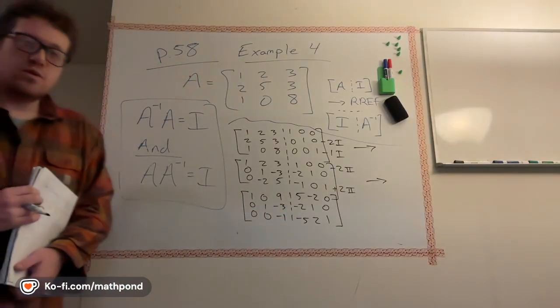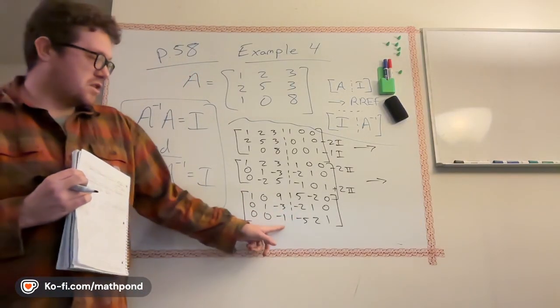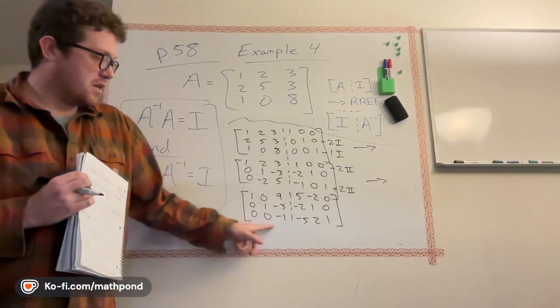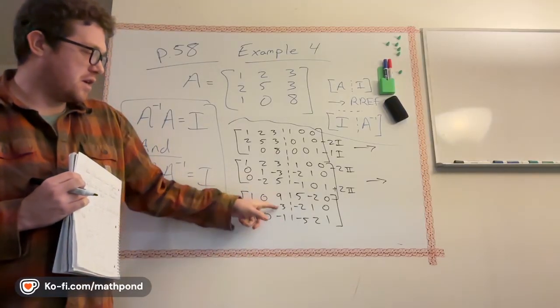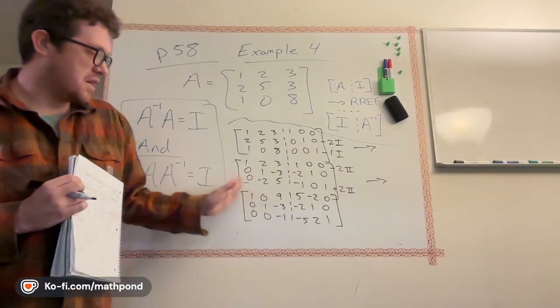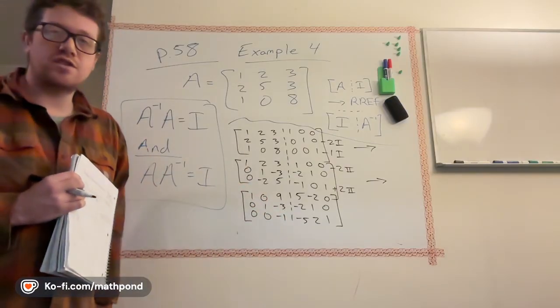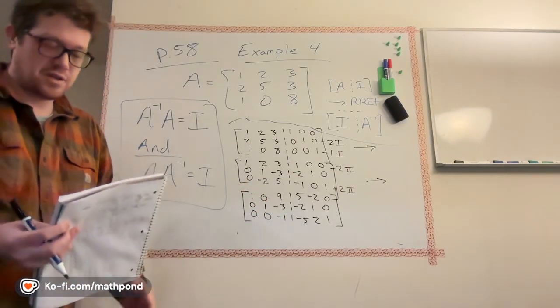All right, so we're almost done, right? This is basically one more step. We just want to get zeros here and here, and then this will be 1, 1, 1 down the diagonal. All else are 0, so this will be the identity matrix.